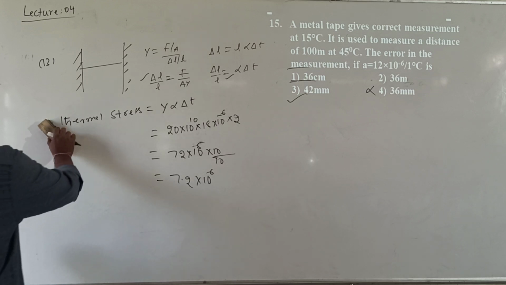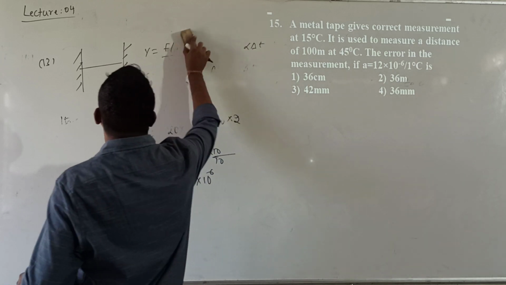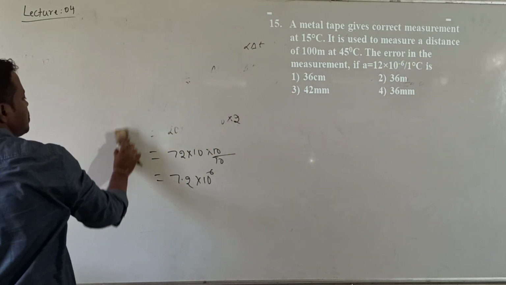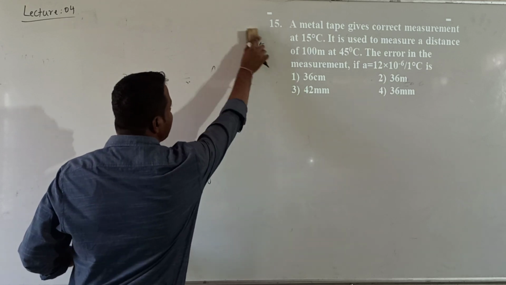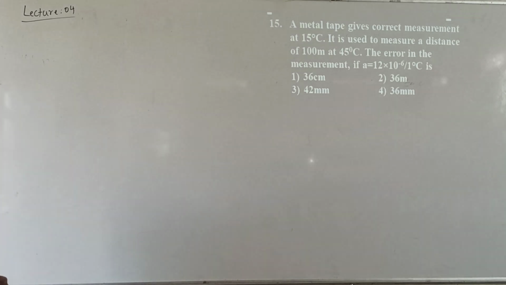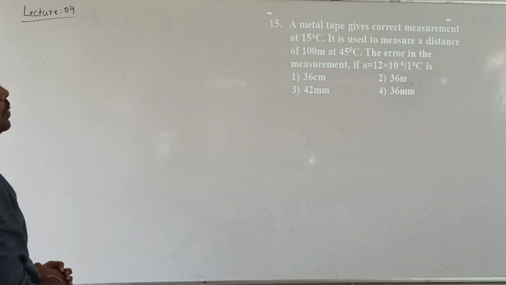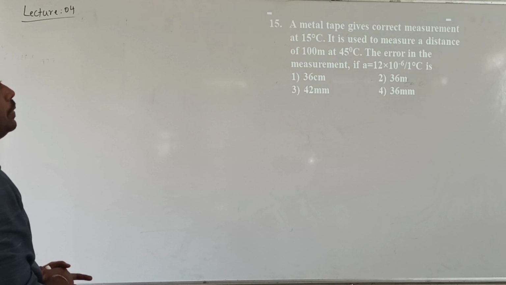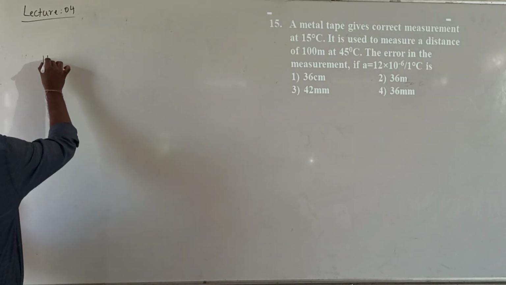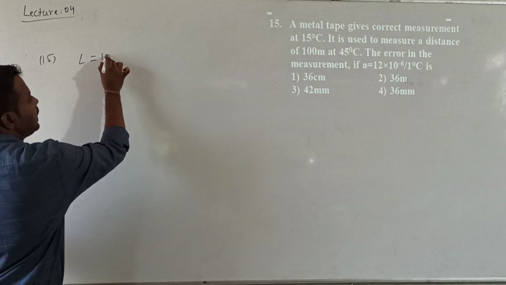Next, question number 15. A metal tape gives the correct measurement at 15 degrees Celsius. So this is a question based on measuring tapes. It gives the correct reading at 15 degrees Celsius. It is used to measure a distance of 100 meters at 45 degrees. What is the length measured using the metal tape? 100 meters.